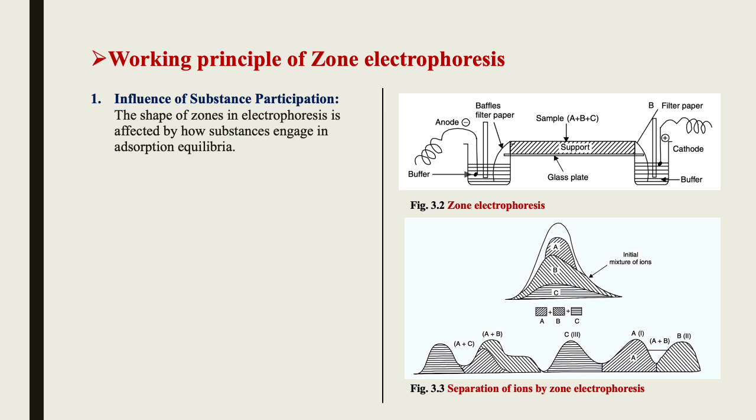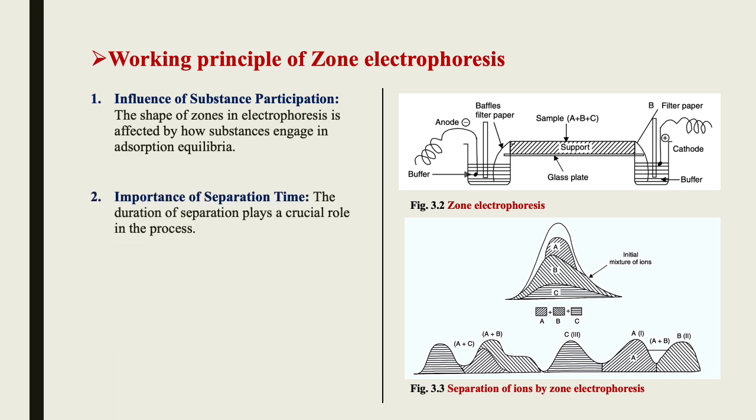Now we will see the parameters which affect zone electrophoresis. First is the influence of substance participation. Whatever you are adding as a sample or substance is our sample of interest. The shape of the zone in electrophoresis is affected by how the substance is engaged in absorption equilibria, that is, which samples are going to absorb onto the substance. Now the second is the importance of separation time.